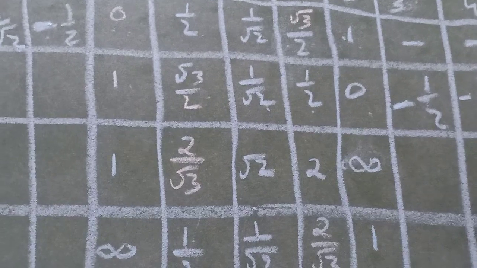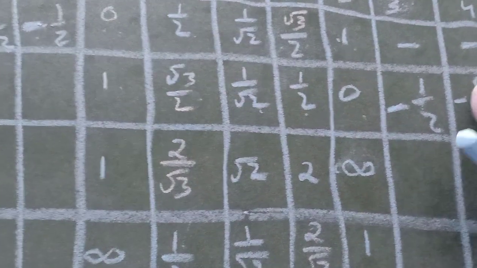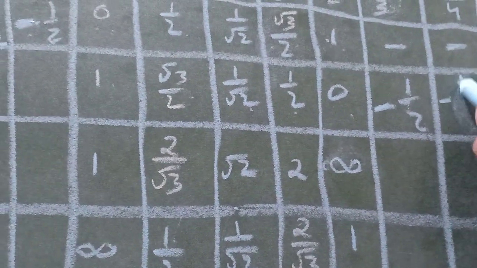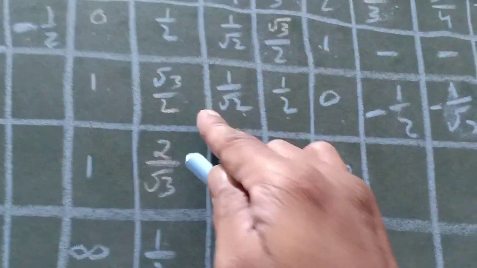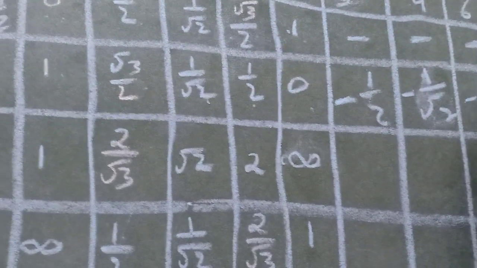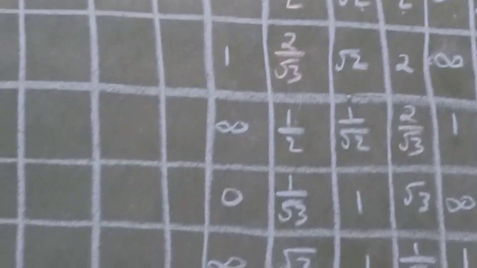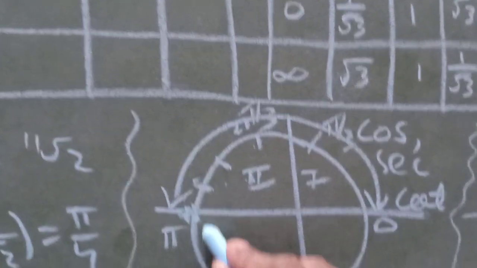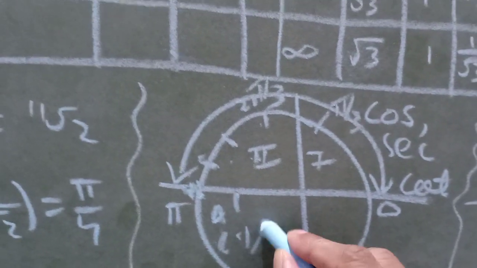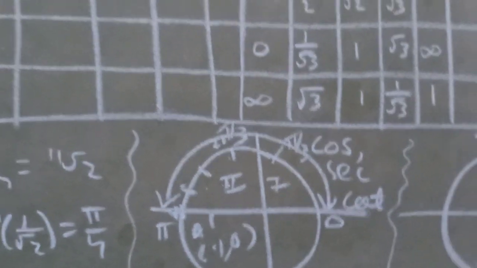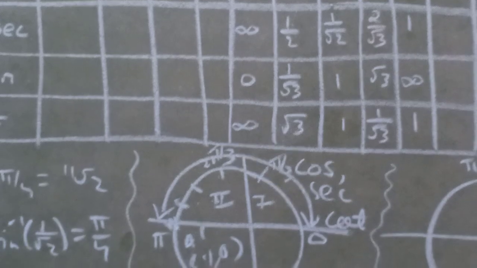Cos 3 pi by 4 will be minus 1 by root 2. And cos of 5 pi by 6 will be minus root 3 by 2. And cos of pi, you know, the value is minus 1. Here at A dash, the coordinates of A dash are minus 1, 0. So the x coordinate of A dash is minus 1.